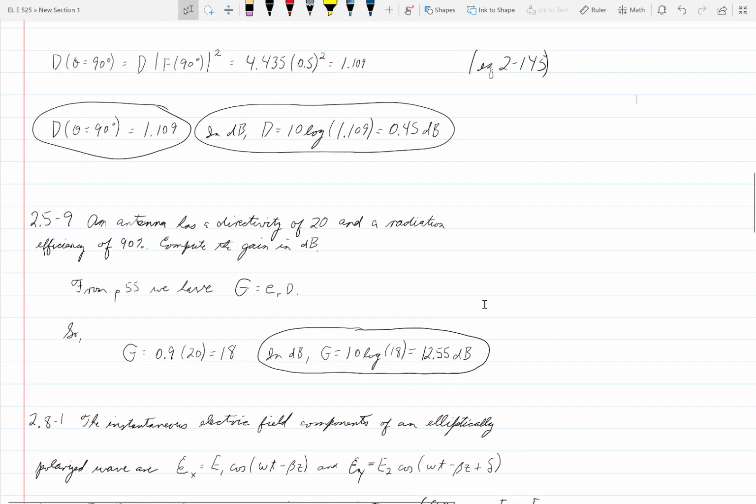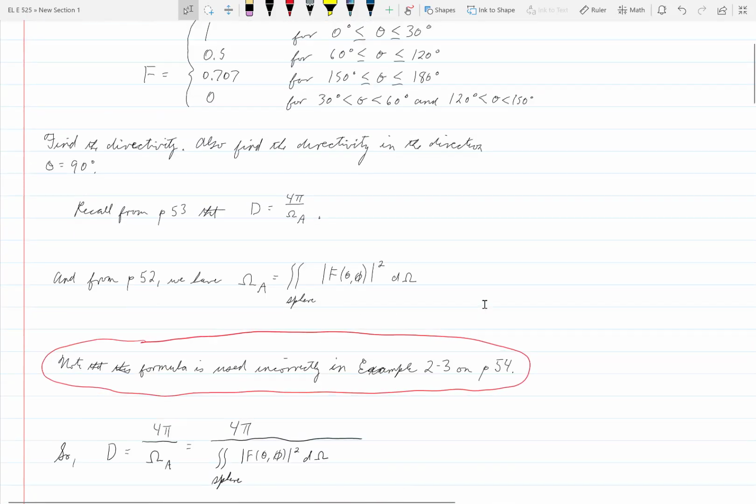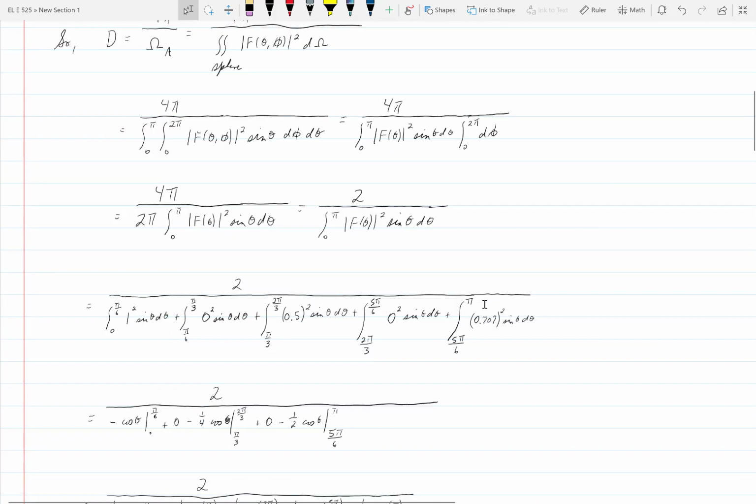So that finishes that first problem. Again, that was problem 2.5-3.